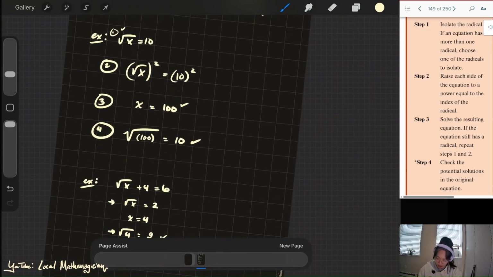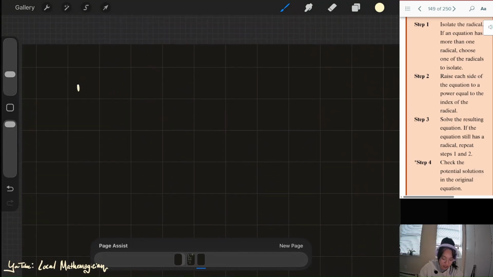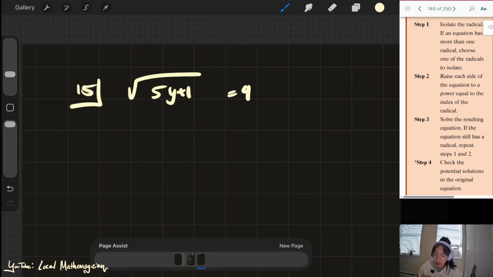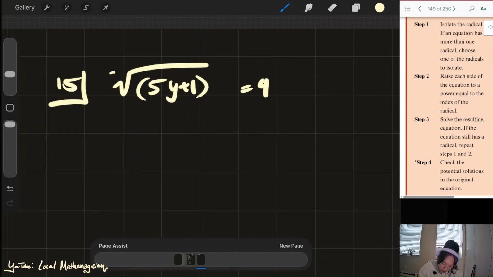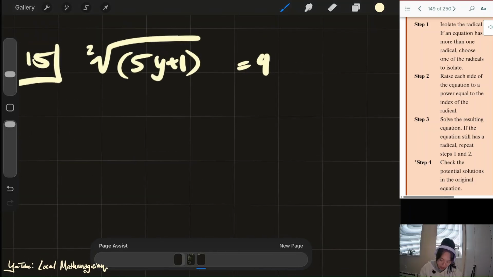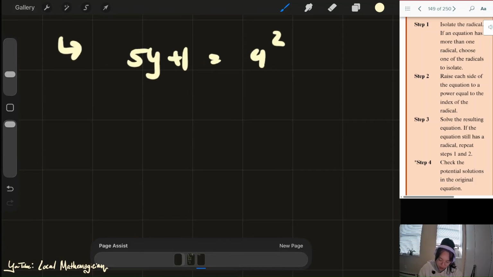Let's do number 15. Let's get a new page. Number 15 is root 5y plus 1 is equal to 4. Note that the plus 1 is inside the radical, okay, my friends? Put the parentheses if you have a tendency to get lost, okay? Right, step 1, isolate. It's already isolated. Step 2, let's see, the root is 2. It's a secret 2, so we square both sides. We square both sides, you get 5y plus 1 is equal to 4 squared. 4 squared is equal to 16.